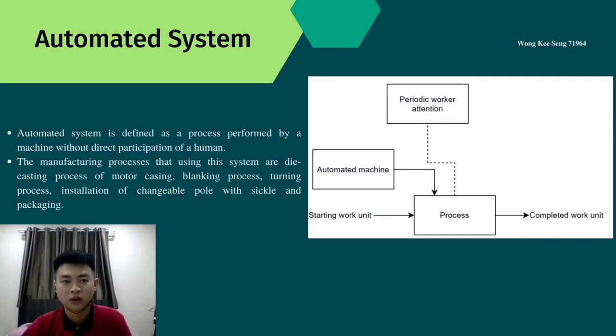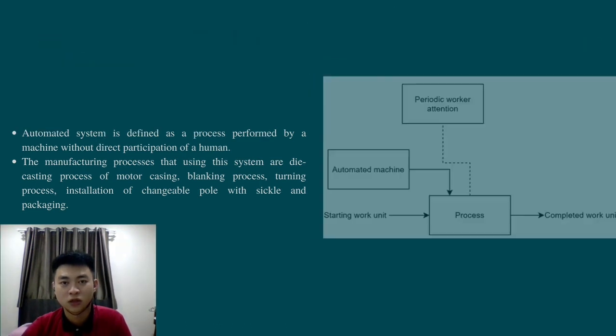An automated system is defined as a process performed by a machine without direct participation of humans. The manufacturing processes that use this system are the cutting process, welding process, turning process, installation of the tunable pole with seeker, and packaging.